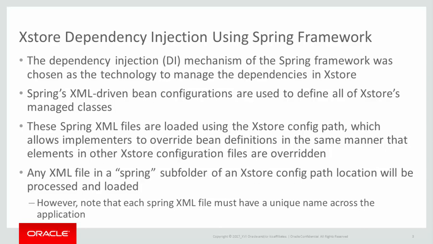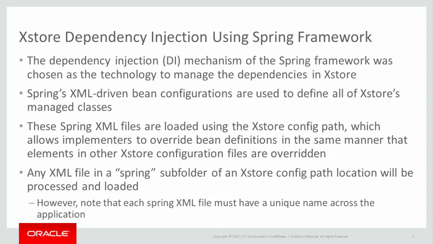So the dependency injection mechanism of the Spring framework was chosen basically to take advantage of Spring's XML-driven bean configurations, which are used to define all of XStore's managed classes. These Spring XML files are loaded using the XStore config path, so it's similar to the way that all other config files in XStore are managed. You have different config path entries based on your register's profile and store type, and you can declare different bean instances for your helper classes, for any of your singletons, validation rules, and similar classes.